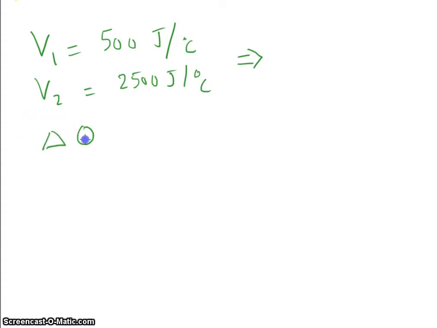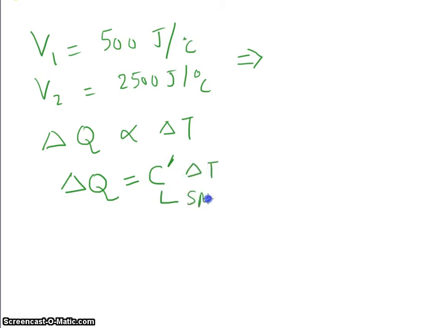Let's go back to the formula. So delta Q we know is directly proportional to delta T, and in this particular case we don't want to consider mass, right? So we don't care about the mass. So this is equal to heat capacity into delta T. So this is called the heat capacity of the body.